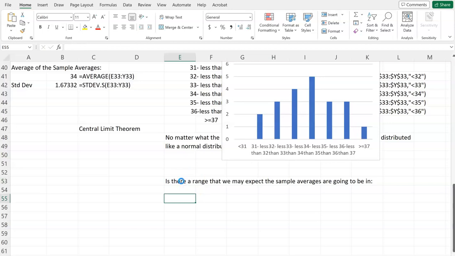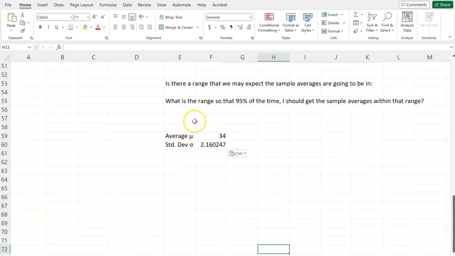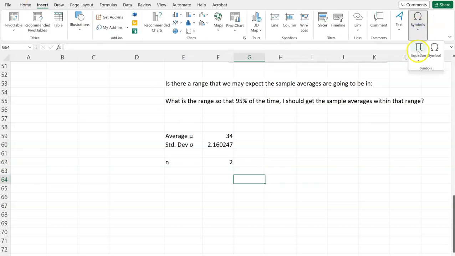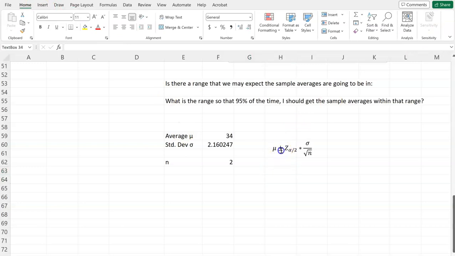In other words, we may want to know 95% of the time, or we may change it to 90% of the time, or 99% of the time, what range the sample averages will be in. So this is the population average and population standard deviation, and I'm considering a sample size of 2. This is going to be the formula for that.